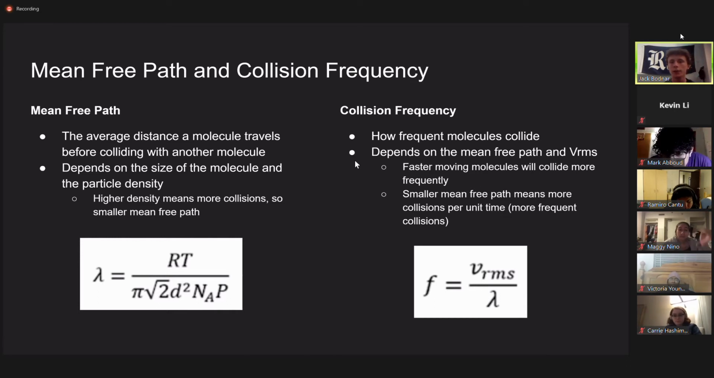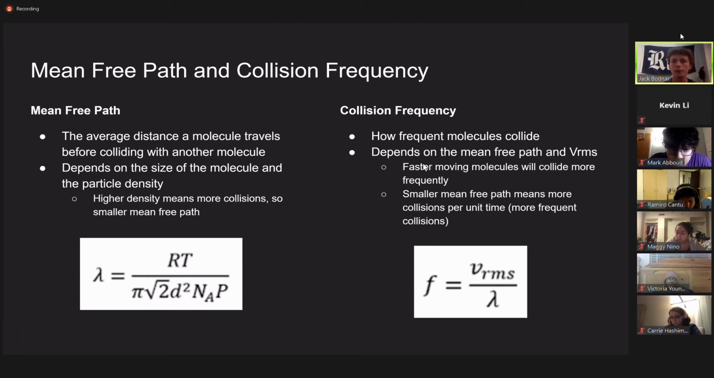Then collision frequency is pretty much exactly what it sounds like, how frequently or how often the molecules are colliding with each other. And that really depends on the mean free path and the VRMS. If you ever get confused about units for any of these, just think about frequency as number of collisions per second. And if we look at this equation, we see VRMS over lambda. VRMS is in units of meters per second, and mean free path is in units of meters per collision. So when we take this equation, our units should be rearranged so that we get collisions per second.